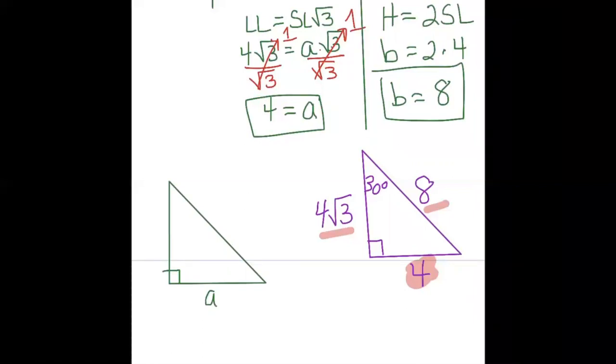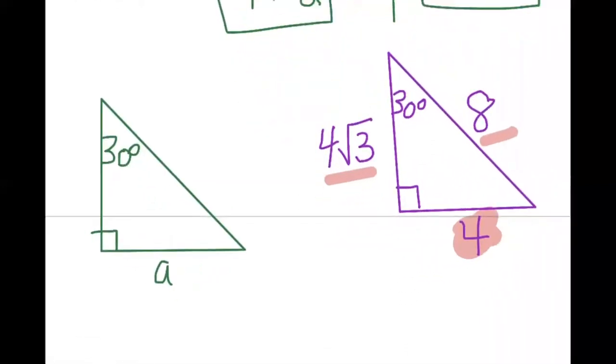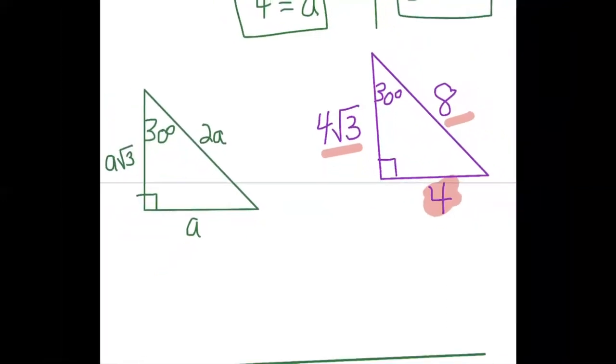Okay, so we're going to call our short leg A. And so this happens all the time. A times the square root of 3, and 2A. Okay, so that was really sloppy. So hold on, just because I'm kind of obsessive here. Okay, so this is A times the square root of 3, and this is 2A. Okie doke? Yeah, that's always the relationship.